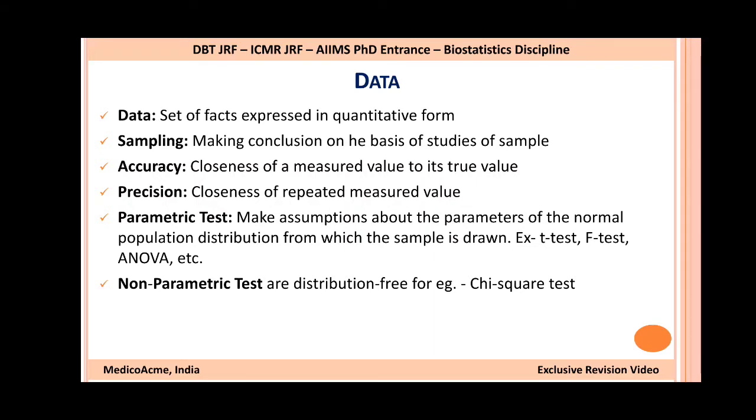But 102, 103, 101, 109, there are four values, and your mean value is 110. So 101, 102, 103 are known as precise. Why? Because they are close to each other as repeated values, and the last value is 109. So 109 will be accuracy, and 101, 102, 103 will be the precision.